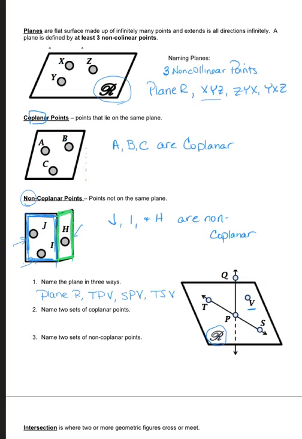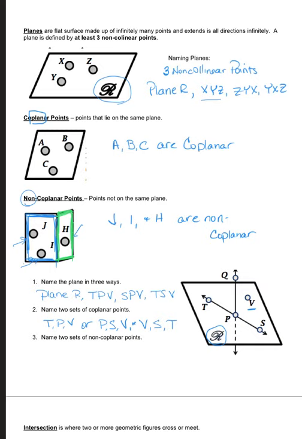All right, question 2 says name 2 sets of coplanar points. Coplanar points, so that means points on the same plane. So we need 2 sets of 3. For instance, we could say T, P, V. Notice I had to put commas because we're talking about the points this time. Or we could say P, S, V. Or we could say V, S, T. All right, so all of those are options for coplanar points.